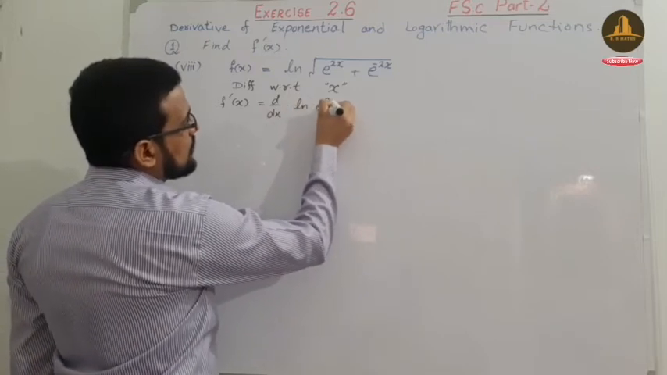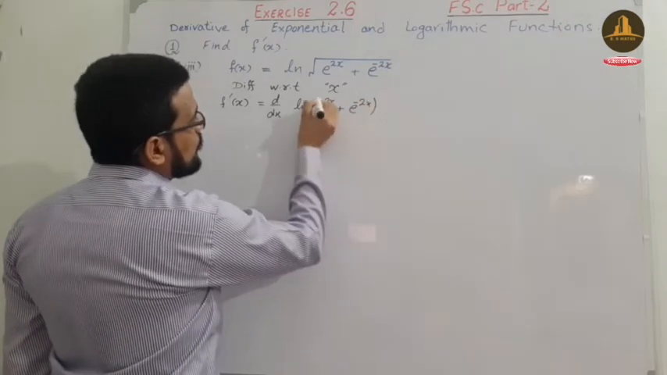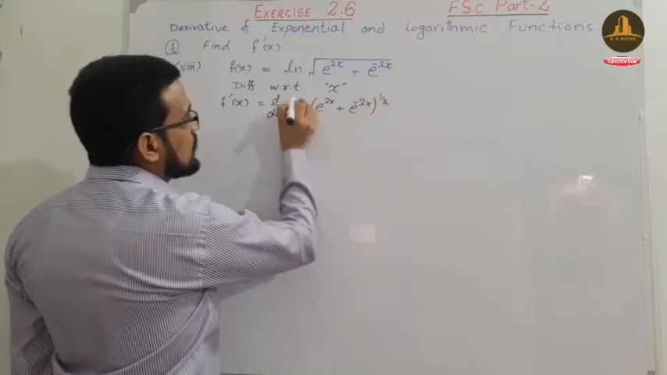E raised to power square root means 1 by 2. Okay, student.